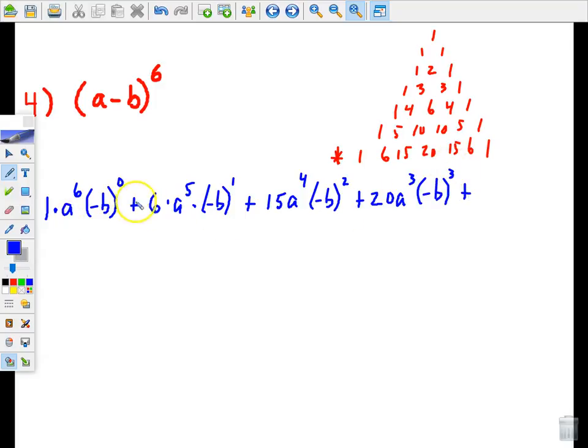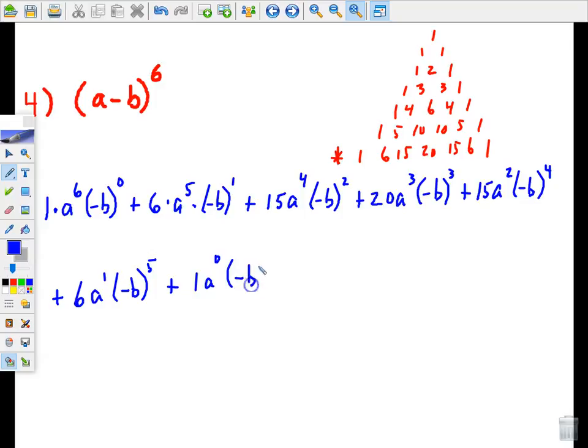Okay, 1, 6, 15, 20, now we're back to 15. A goes down, b goes up, and we'll keep going down here. 6, a goes down to the first, negative b goes up to the fifth. Until finally we have 1 times a to the 0 times negative b to the sixth.